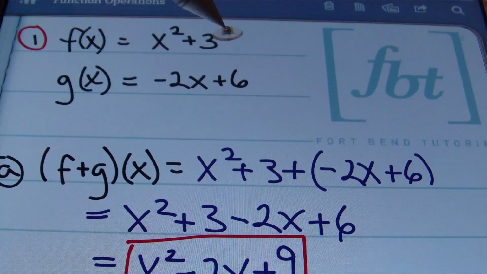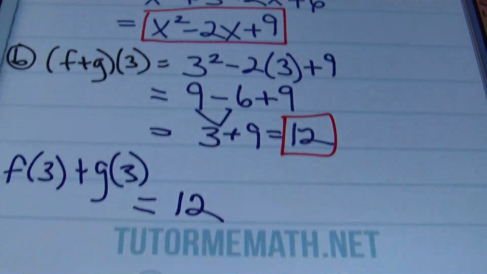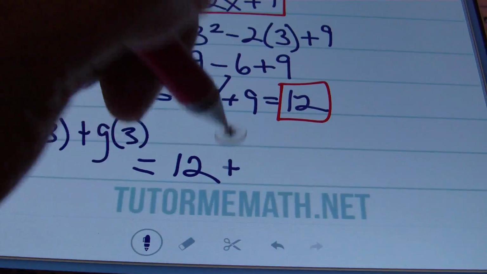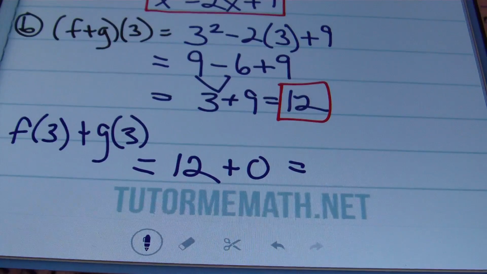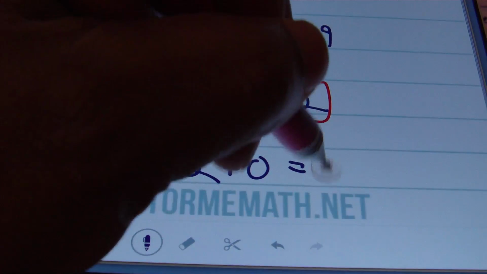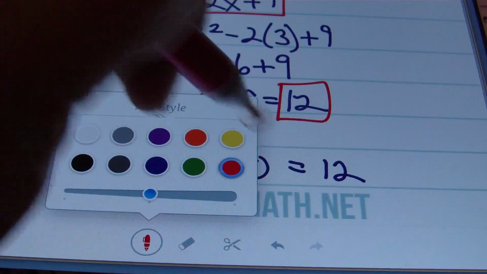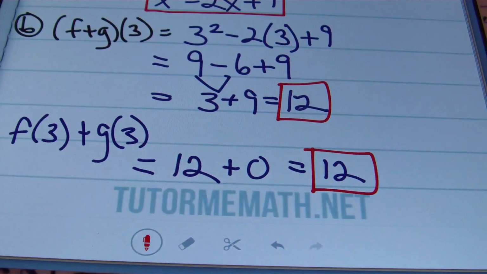That's the opposites of one another. So that means they'll equal 0, because negative 6 plus 6 is 0. So that being the case, we can come down here and say that we're going to add our g of 3 value, which is 0. So 12 plus 0 gives us 12. So once again, we end up with positive 12 for that result.